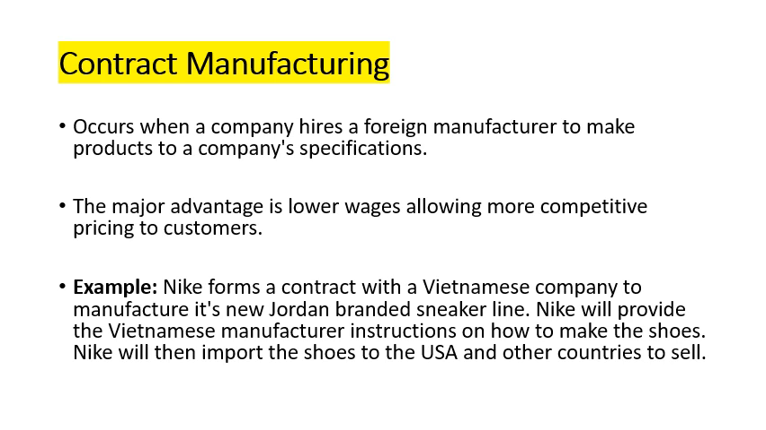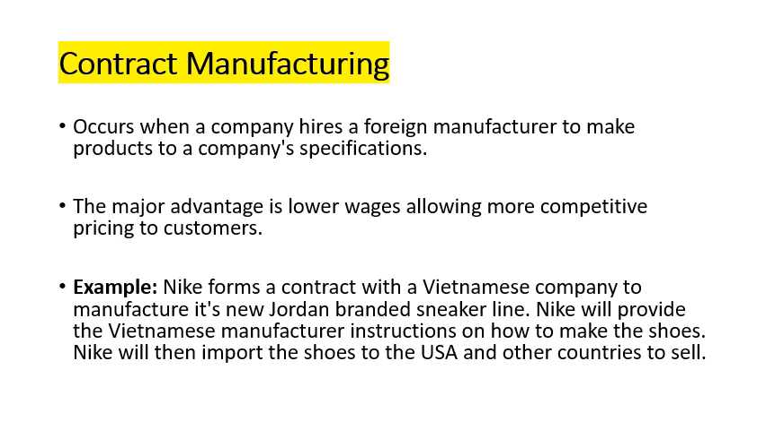So Nike may form a contract with a Vietnamese company to manufacture its new Jordan branded sneaker line. Nike is going to provide the Vietnamese manufacturer with instructions on how to make the shoes. They're going to come in and tell them exactly how they want the shoes made. They're going to oversee the manufacturer for a while to make sure they're doing it right, and then they'll probably leave and come back periodically to check on things. But by and large, they're going to let that manufacturer do the job of making the Nikes. Then Nike is going to import those shoes to the United States and other countries to sell.